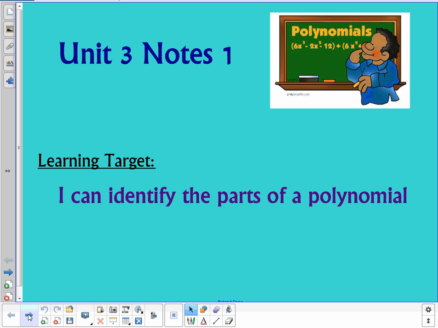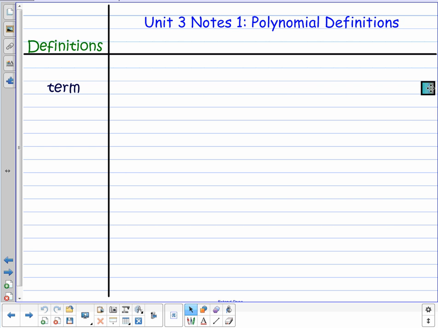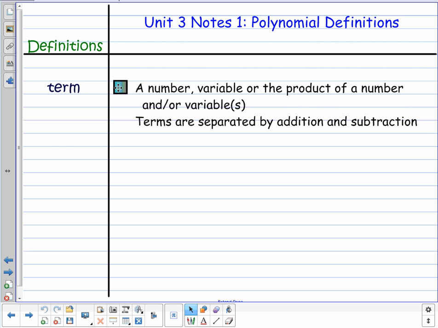So we have some definitions to write down. Now I'm going to talk about those definitions, and then you can pause the video as you need to write them down as we go. The first one is a term. What is a term? A term is a number, variable, or the product of a number and or variables. Other things to know about terms is that terms are separated by addition and subtraction.